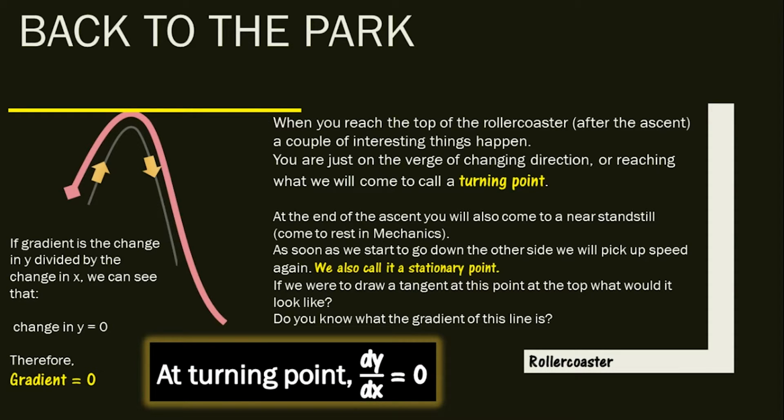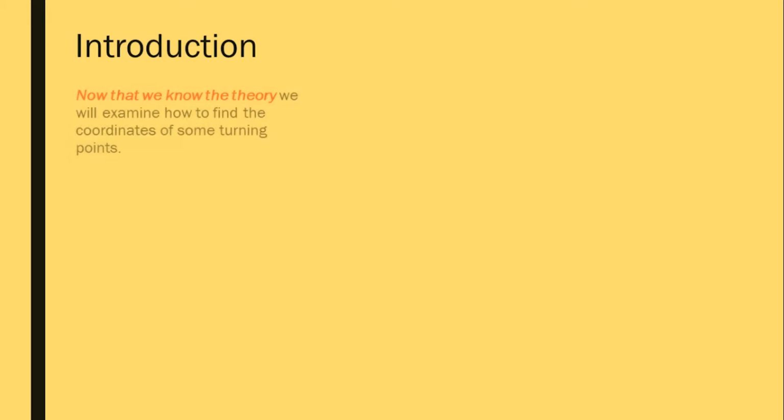The main point of this is to say that at a turning point or stationary point, dy by dx, or the gradient function, is equal to 0. And this is very helpful when trying to find where the stationary points are. So now that we know the theory, we'll examine how to find the coordinates of some turning points.